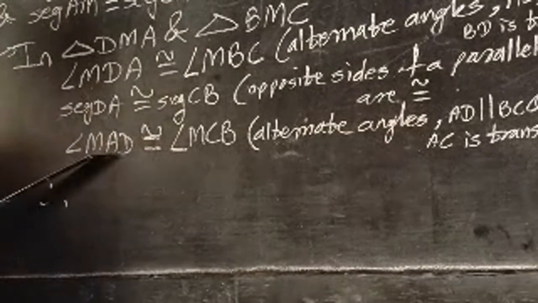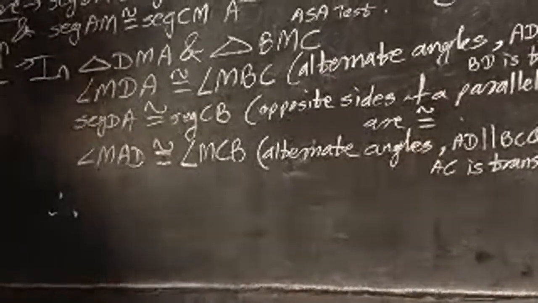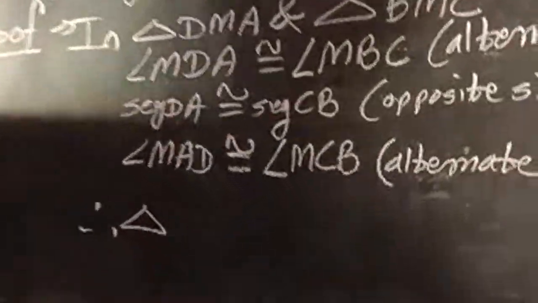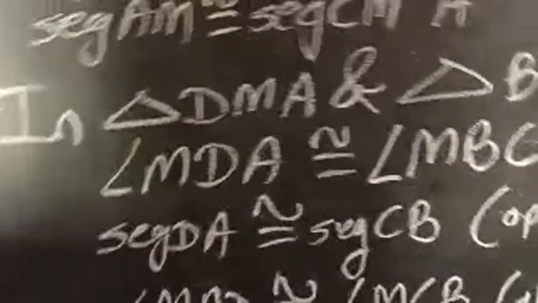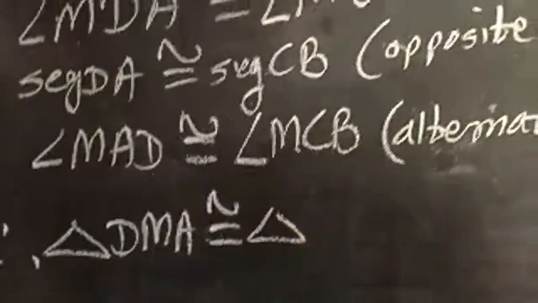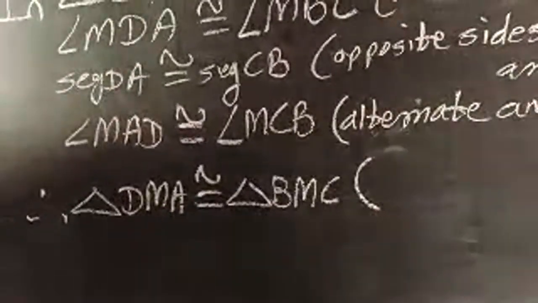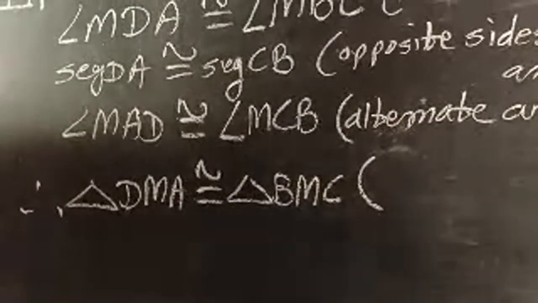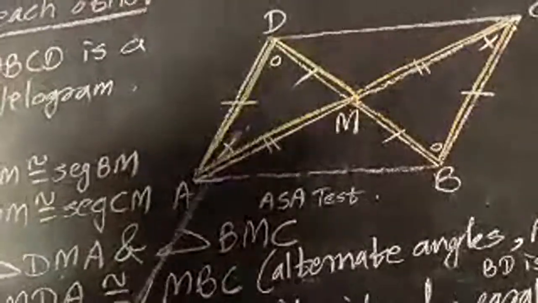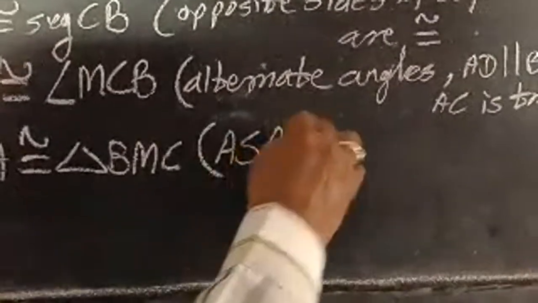after writing three conditions, good, triangle DMA, that is present, angle DMA congruent to triangle BMC, and the reason is yes, ASA test. Tell all students: ASA test.